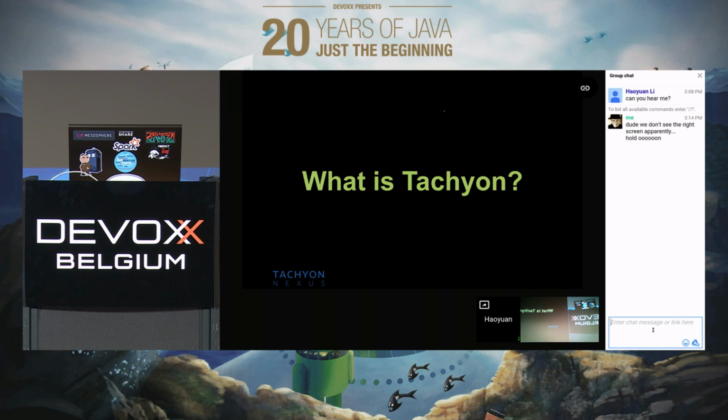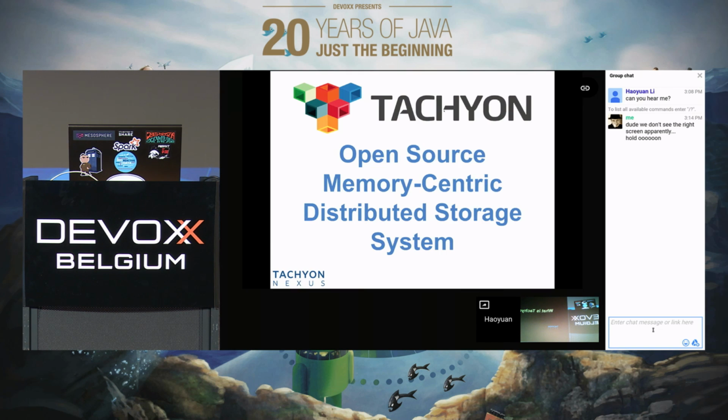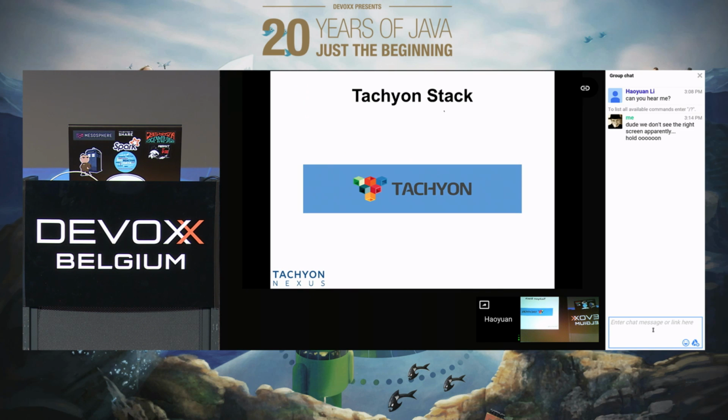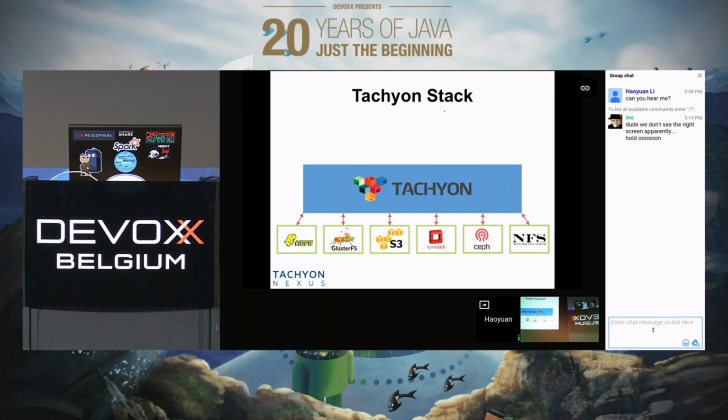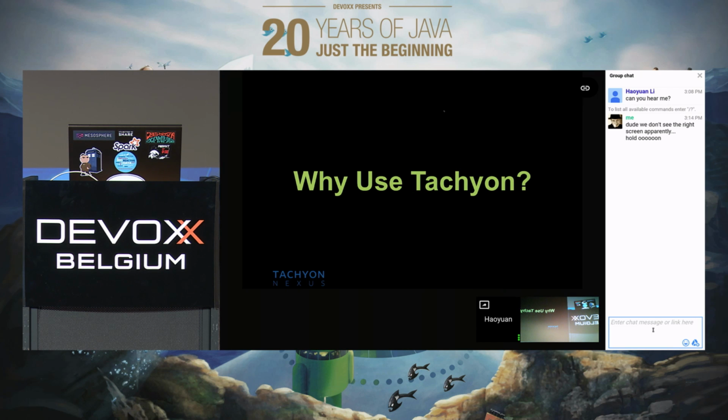So then the question is, what's Tachyon? It's an open source, memory-centric distributed storage system. Here's, from the stack perspective, where Tachyon sits. Below Tachyon, there's all kinds of distributed storage, traditional storage like HDFS, Amazon S3, OpenStack Swift, Ceph, and so on. And on top, you have all types of computation engines like Spark, MapReduce, Flink, and Impala. And then the question is, why use Tachyon?